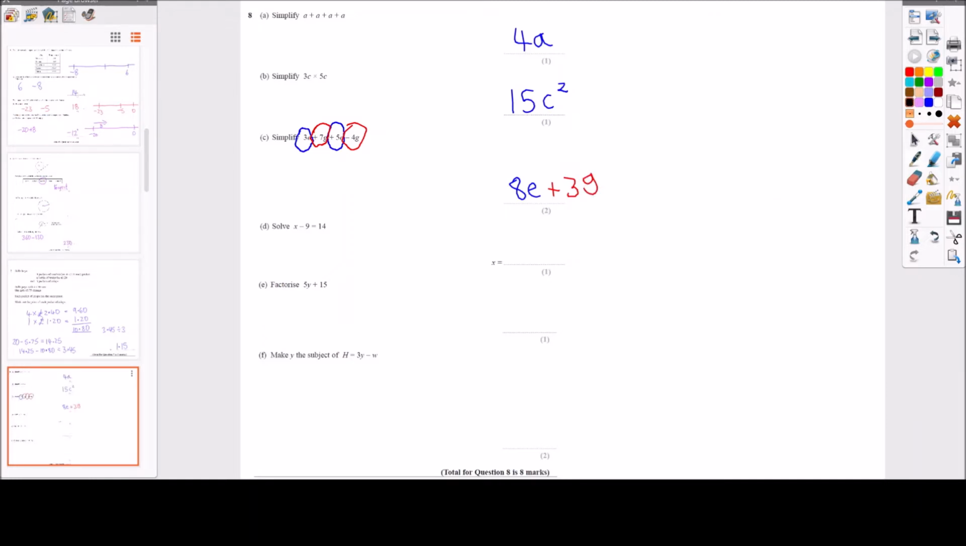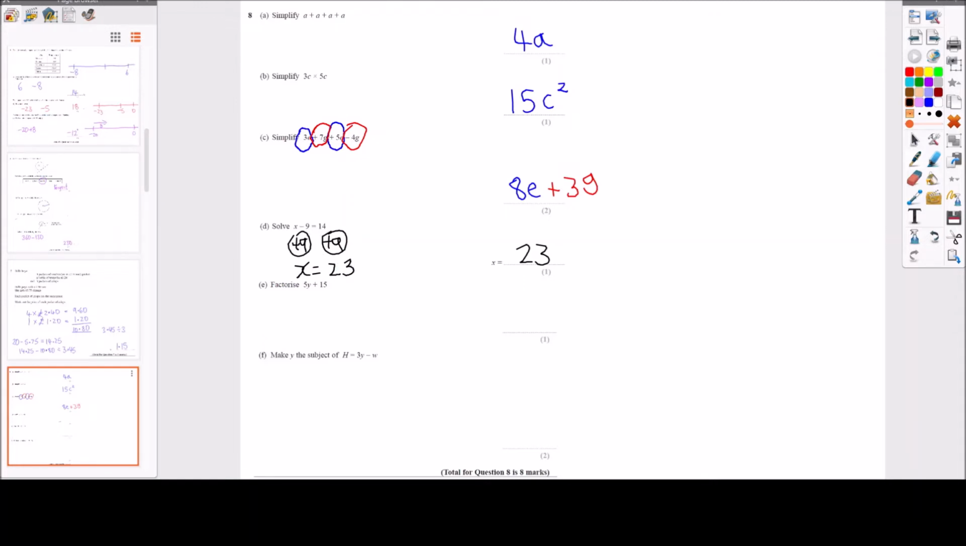Part 4. What number, when you take away 9, gives you 14? Well, I can just see that's 23. But if you couldn't see that by sight, just add 9 to both sides. We get x equaling 23.